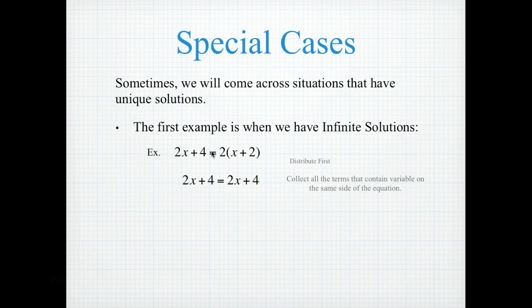In this case, you can see the left side of the equation and the right side of the equation are equivalent. We'll continue working. Subtract 2x from both sides of the equation to collect all the terms that contain the variable on the same side of the equation. That leaves us with 4 equal to 4. So notice how the variables dropped out of the equation completely. When this occurs, we need to analyze the result. Is what we have left true, or is what we have left false?